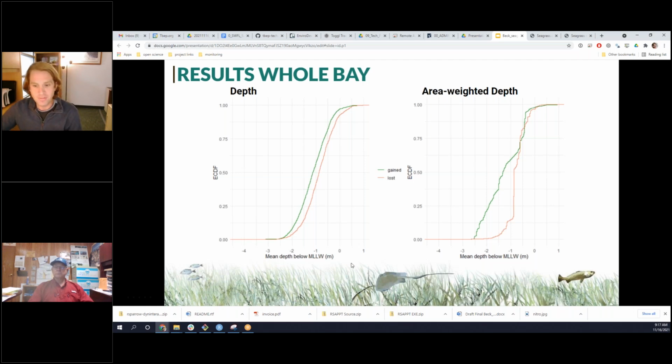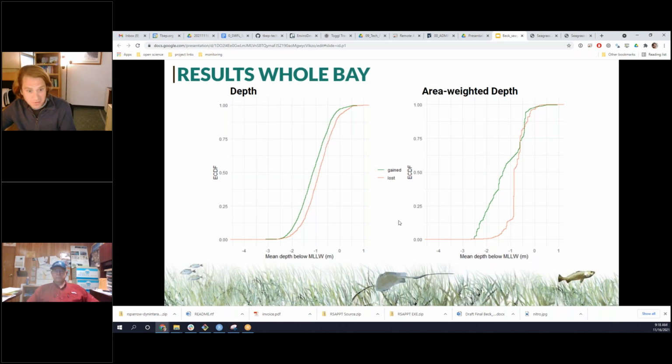And so we have depth down here on the x-axis. So on the left, more deeper depths, on the right, more shallow depths. And then this is a cumulative distribution function just showing the distribution of the depth values for all of the polygons in the gain and loss category. And so this is for the arithmetic average. This is for the area weighted average that again takes into account the polygon sizes into those estimates.